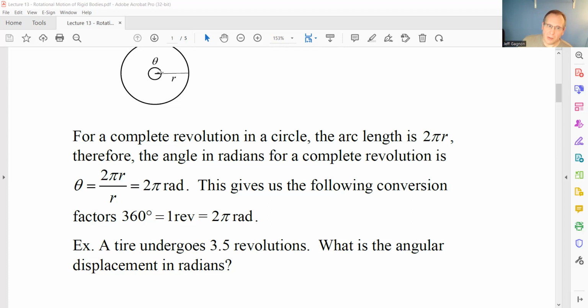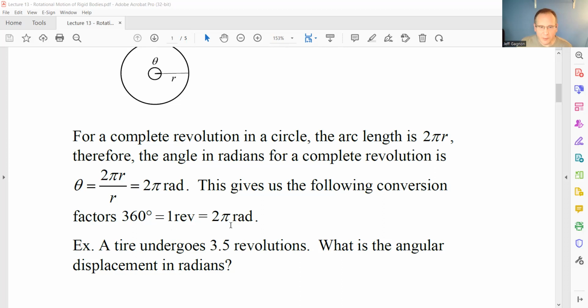Okay, well, we also know in degrees, right? One rotation is 360 degrees, and you can also write it as one revolution. So these are all equivalent. So these will give us some conversion factors. If we need to go between revolutions and radians or degrees and radians, we have these conversion factors here. So 360 degrees is equal to one revolution, which is equal to 2 pi radians.